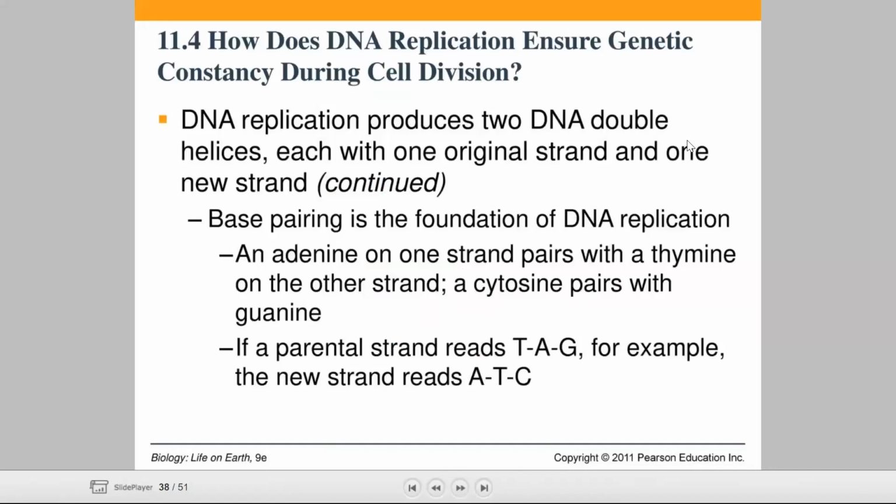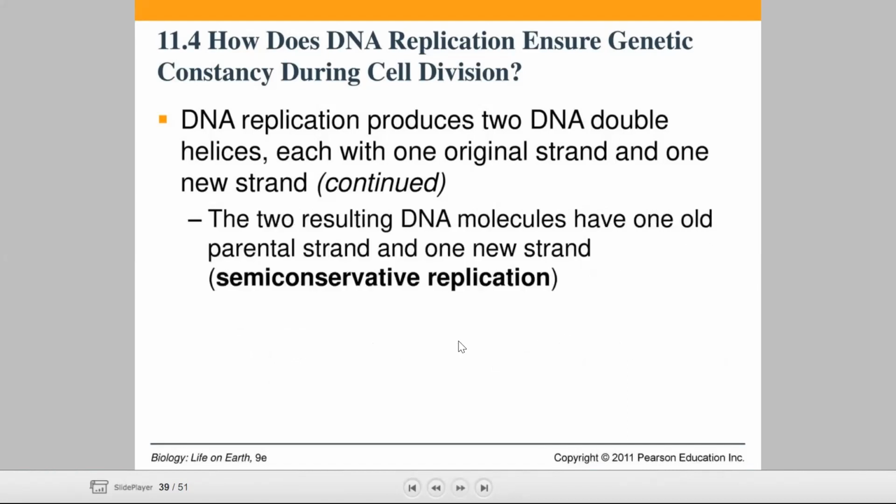Base pairing is the foundation of DNA replication. An adenine on one strand pairs with a thymine on the other strand, A with T, C with G. So if a parental strand reads TAG, the new strand reads A, T, C, according to the base pairing principle. So you should keep this in mind. Don't forget this one: A, T, C, G.